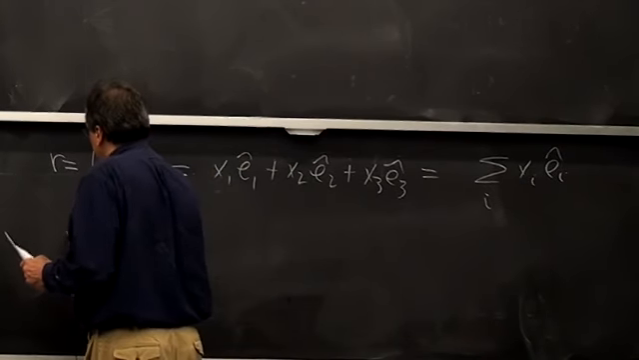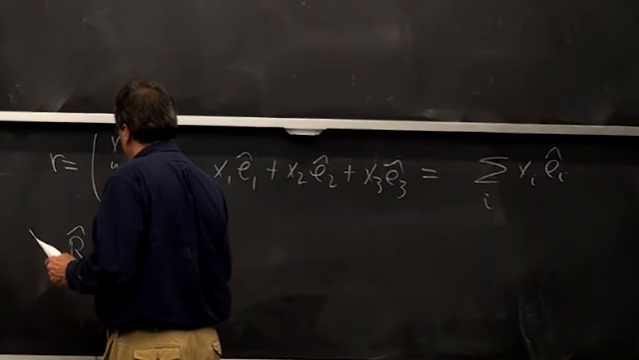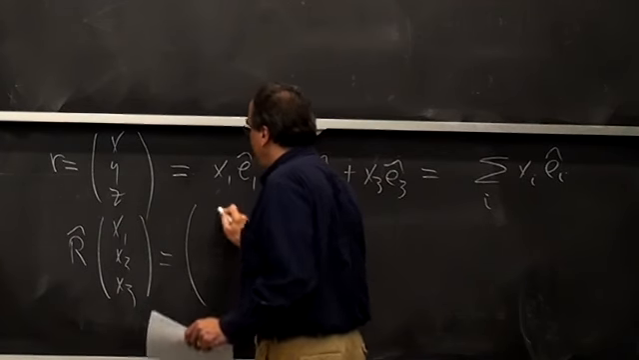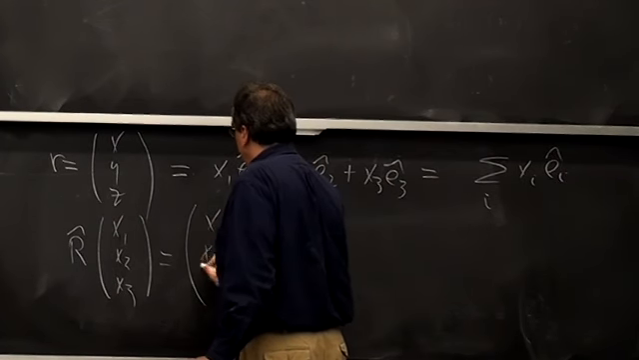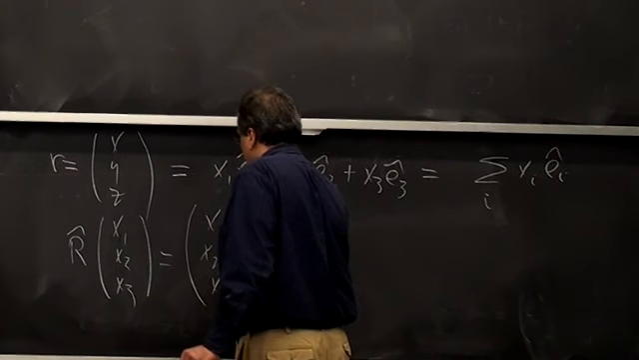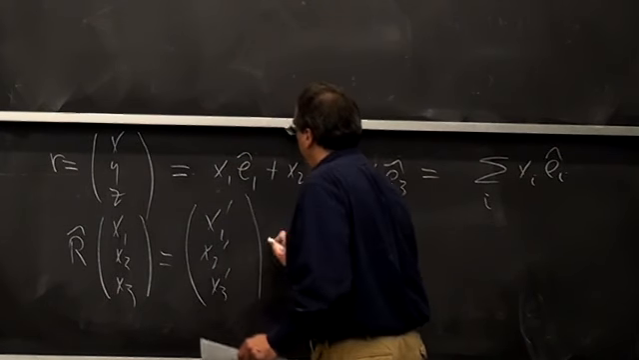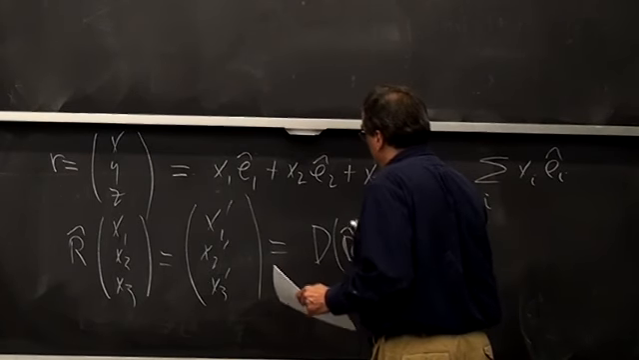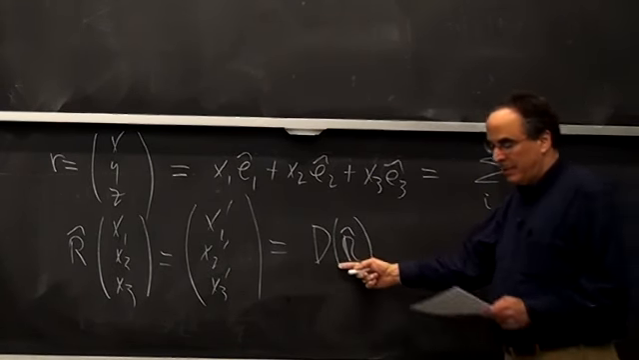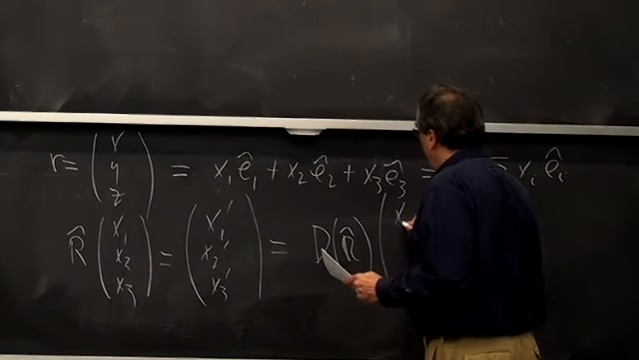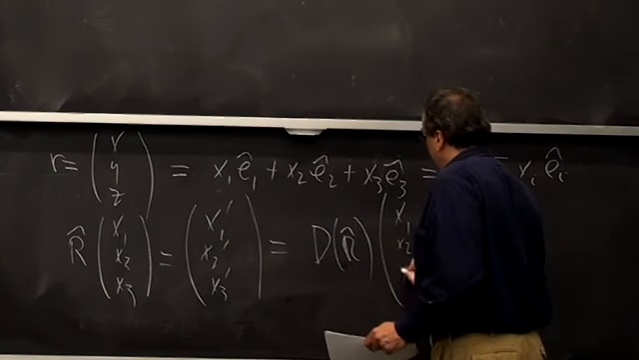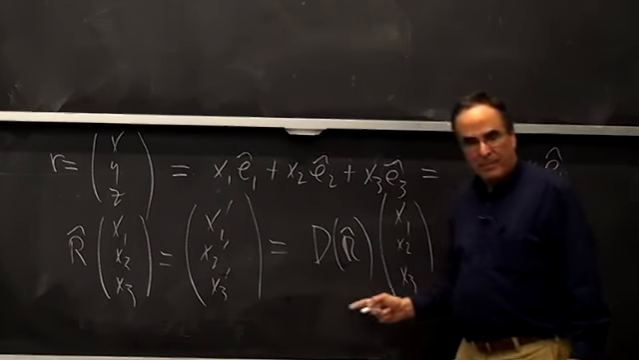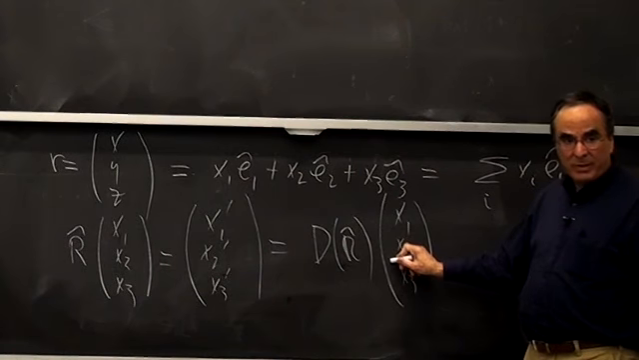Now, suppose we have some symmetry operation operating on x1, x2, x3. Well, that will give us x1 prime, x2 prime, x3 prime. And so we want to find the matrix that represents this symmetry operation that, when applied to x1, x2, x3, gives us x1 prime, x2 prime, x3 prime. So we want to find this matrix that does that.